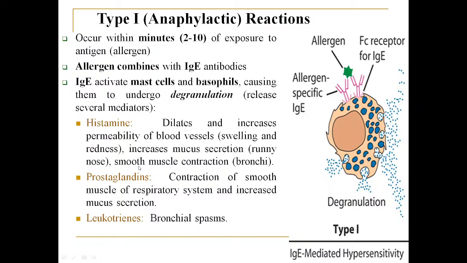And histamine also causes smooth muscle contraction in bronchi. So it causes bronchial constriction and disorders in respiration. Another mediator that is produced is prostaglandin. It causes contraction of smooth muscle of the respiratory system and increased mucus secretion, like histamine. And leukotrienes, which are also produced by basophils and mast cells, cause bronchial spasm.